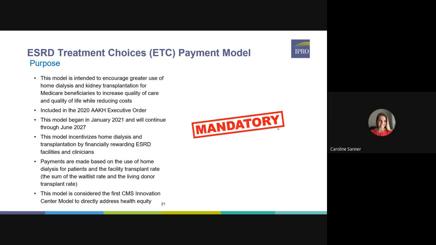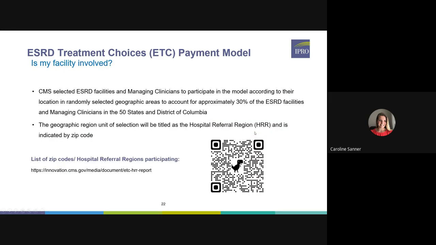I want to point out on the screen, there's a big sticker that says mandatory. This is important because if your facility is selected to be in this model, it's mandatory. You don't have an option. And we'll go into that on the next slide. So is my facility involved? It's a big question. CMS selected end-stage renal disease facilities and managing clinicians to participate in the model. Once again, CMS selected them. It was not a choice.